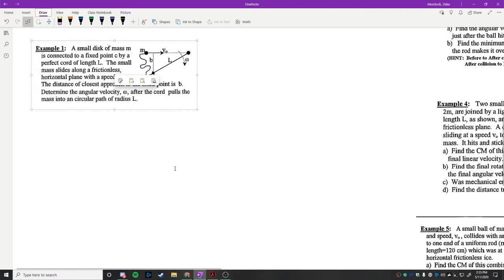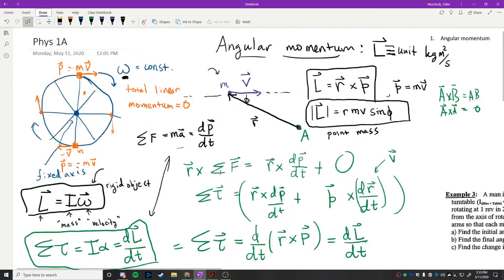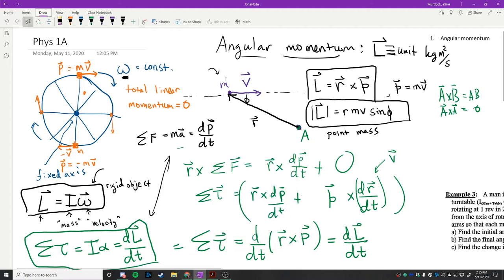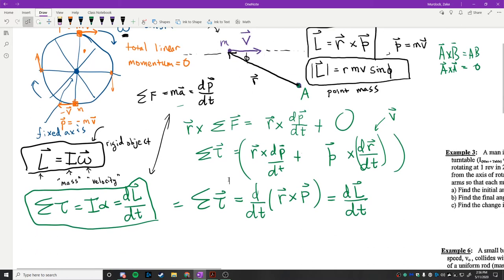Any general questions about what angular momentum is? It's the momentum associated with rotation, effectively. When an object's rotating, it has a type of momentum. We call it angular momentum. It's the momentum of rotating. Except that there's also another way to talk about it where you have an object that's moving in a straight line. So, where did the r cross sum of forces come from? Right here.